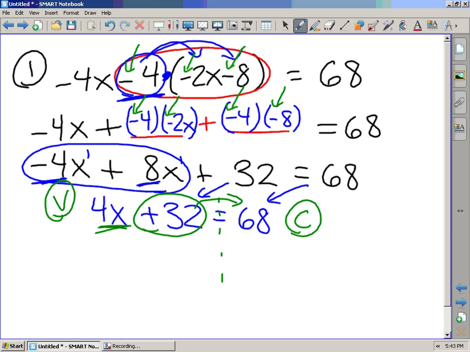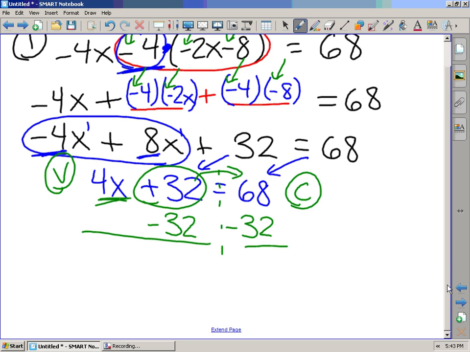To do that, I need to use inverse operations. So I subtract 32 from one side, and I subtract 32 from the other side. On the left side, 32 minus 32 equals 0, and I'm left with 4x. On the right side, 68 minus 32 gives us a positive 36.